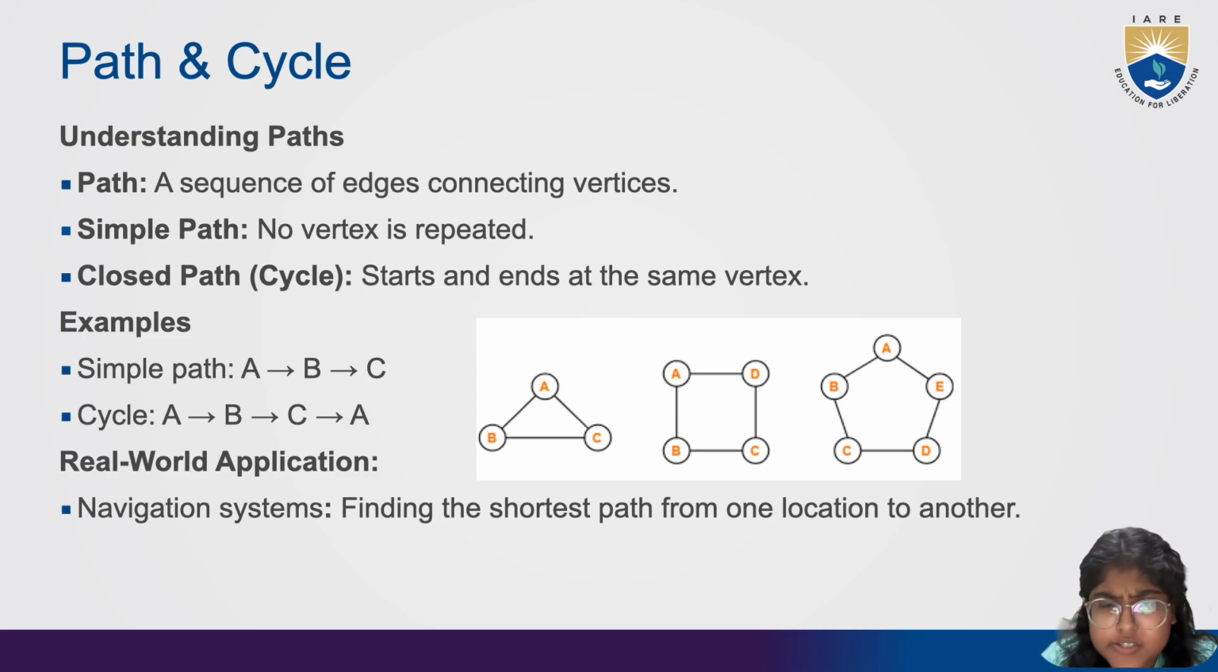So understanding paths is crucial in areas like GPS navigation, where we need to find the shortest route between locations. In computer science, paths and cycles are used in network routing and circuit design. For example, in a power grid, cycles help ensure that there are backup routes for electricity distribution if one path fails.